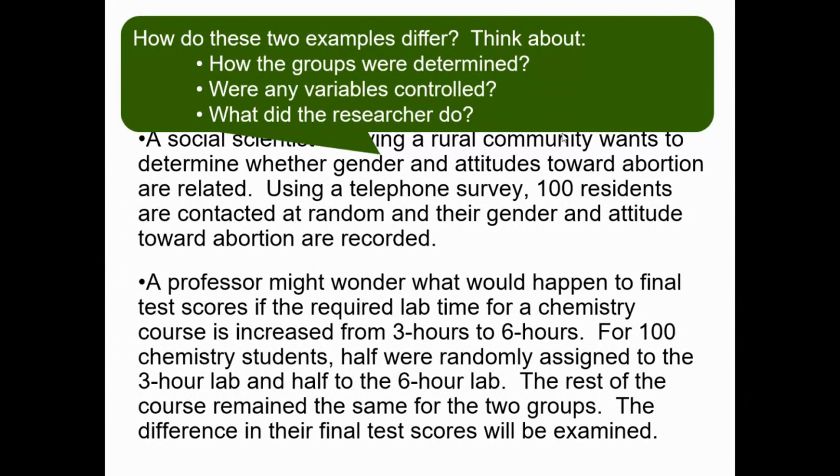Were there any variables that they tried to control in this first one? What about the second one? And then what did the researcher do? So what did they do in the first one? Yeah, they just surveyed at random. They're probably one of the ones you call and are like, do you have a few minutes for a survey? No, thank you. But the second one, they actually had a method. Half of them were put in one lab, half were put in the other, randomly.